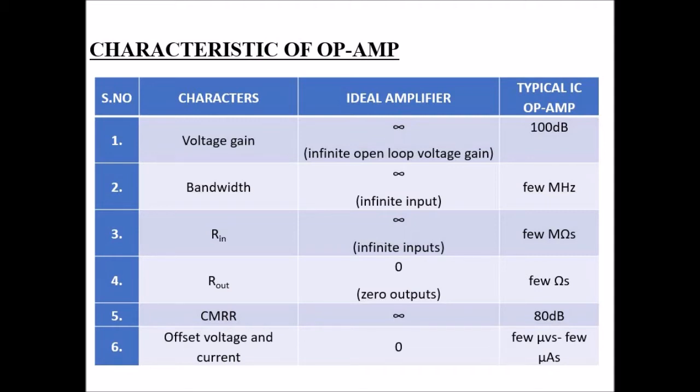First we can discuss the voltage gain. The voltage gain should be infinity, because even a small change in the input value must reflect at the output. There should not be any drop in the electrodes. So in order to do that, the voltage gain should be reasonably high, here up to 100 dB.